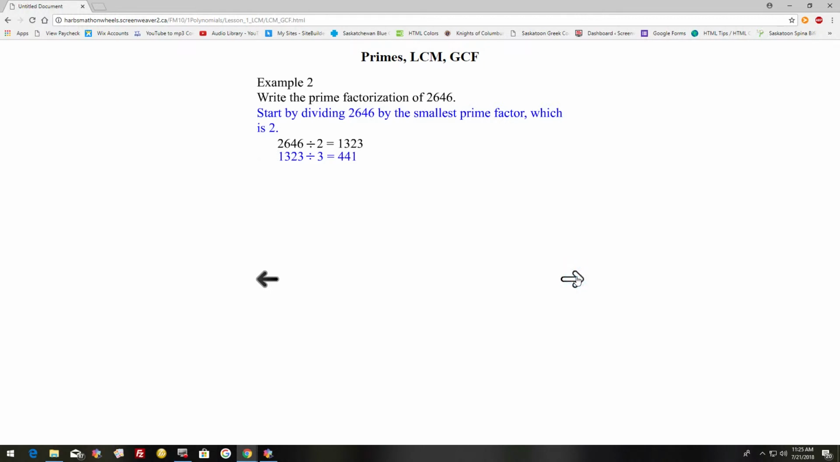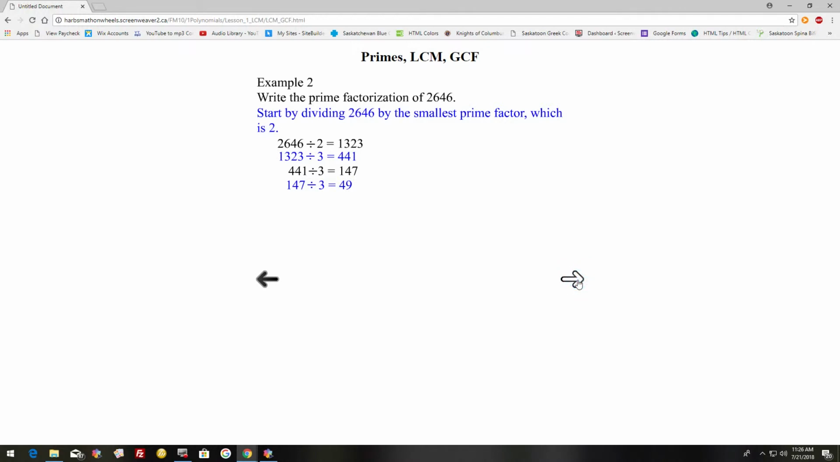Let's try that method again to see if 441 is divisible by 3. 4 plus 4 is 8, plus 1 is 9. Yes, 9 is divisible by 3, so 441 is divisible by 3. 441 divided by 3 equals 147. 1 plus 4 plus 7 is 12. Again, 12 is divisible by 3, so 147 will be divisible by 3. Here we go. 147 divided by 3 equals 49.